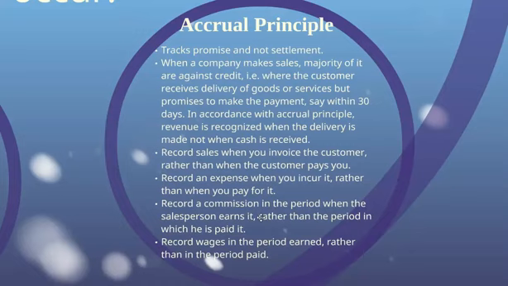Similarly, when someone promises to pay you for a good or service you delivered, record it as a revenue when you sell the good or service, even if you receive the payment later and not right away. That's why we say the income statement tracks promise and not settlement.